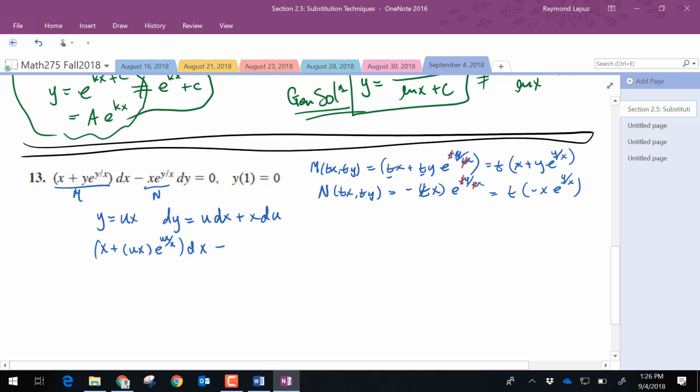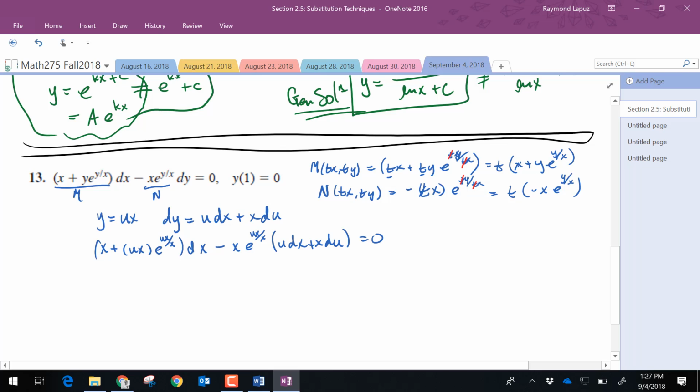So the M function has a y in the base and has a y in the exponent. The exponents will cancel. We'll just have u e to the u there. So that sounds like good news. The next one is just going to be an x e to the ux over x. And then this is the dy that needs to get split up, u dx plus x du. That's supposed to equal 0.